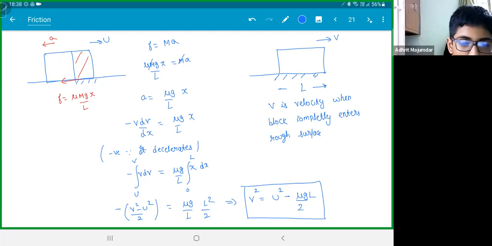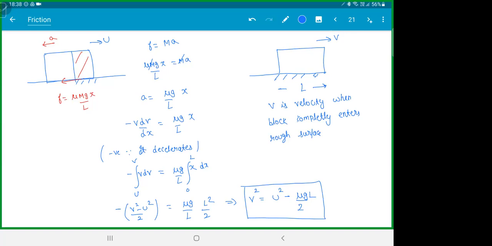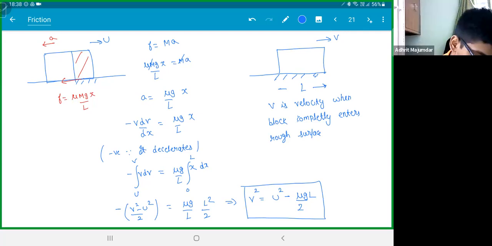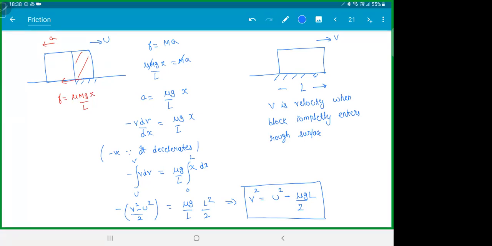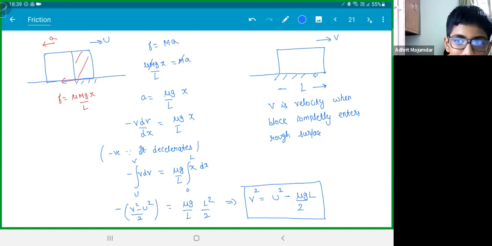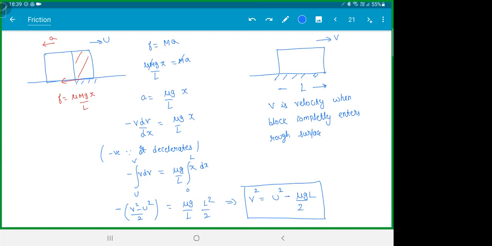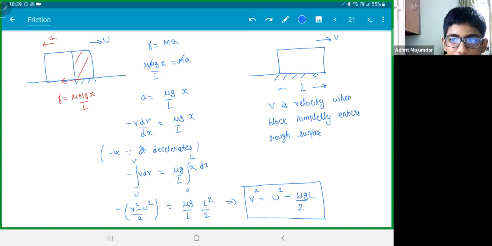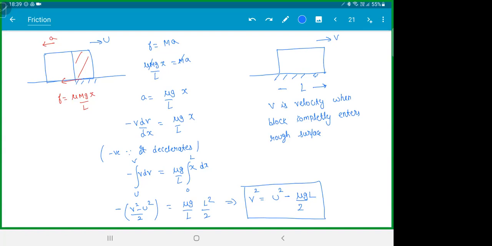Sir, can we take the limits from u directly to 0? How do you know it is stopping? That we have to find, no? So that is what we are doing now. So you are saying u to 0. Adrit, once you completely enter, what will friction be? Mu mg. Then how will you integrate? But then the x is also L. So what was the acceleration? Mu g. Then why are you integrating when a is constant? Got the point? The problem will change.